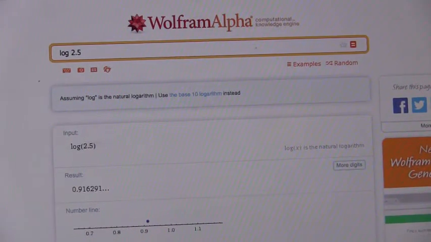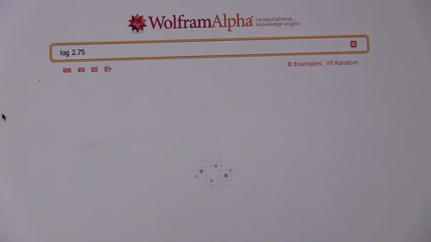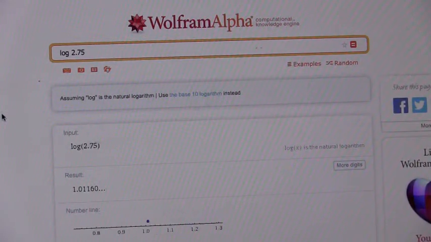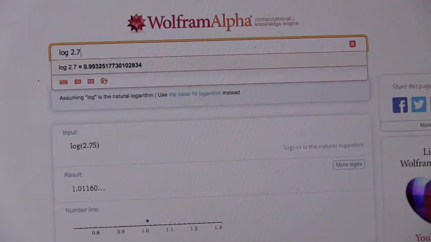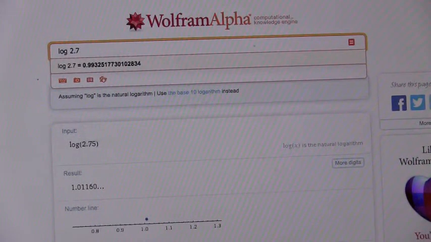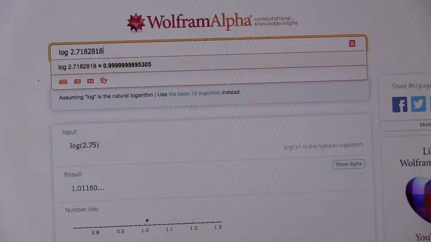So the base has to be bigger than 2.5. How about we try 2.75? We'll just keep splitting the difference. Oh, a little bit bigger. So it's between 2.5 and 2.75. So how about 2.62? Or do you want to go in the middle? How about this? 2.71828. That's e.